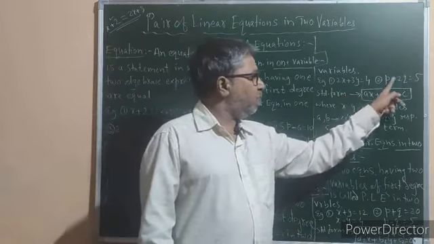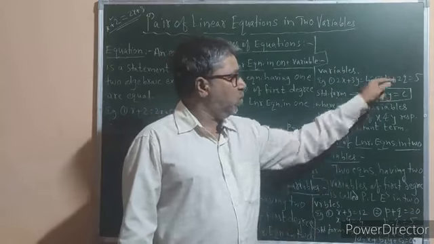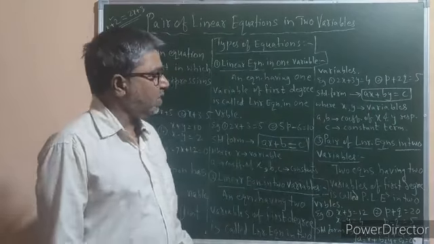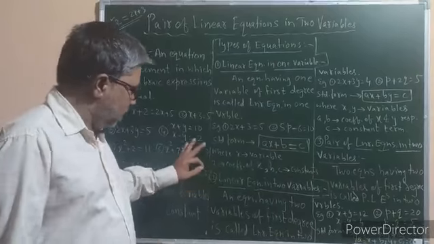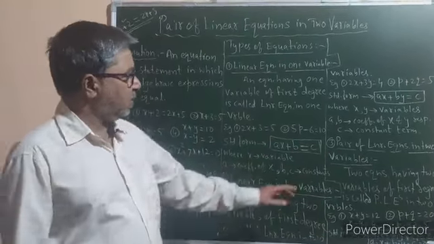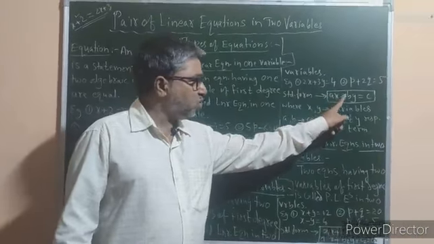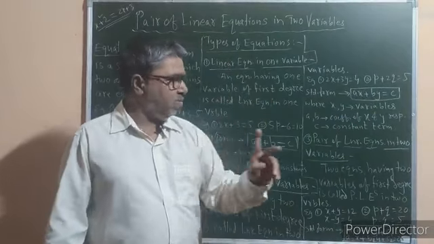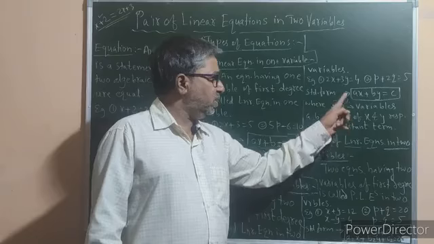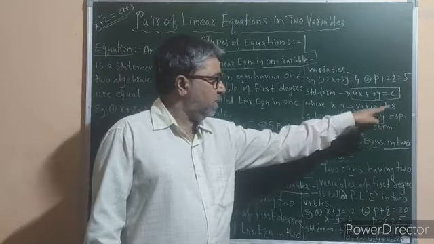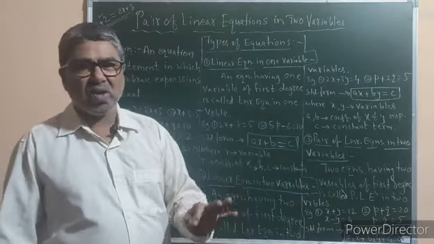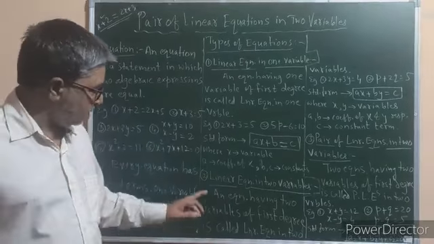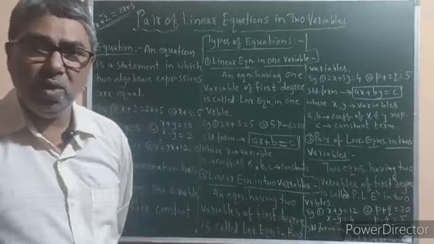Now in the second example, p and q are the two variables, 2 is coefficient of q and 5 is a constant term. Now what is the standard or general form of linear equation in two variables? It is ax plus by is equal to c, where x and y are the two variables, a and b are the coefficients of x and y respectively, and c is a constant term. So this is the second type of equation, called linear equation in two variables.